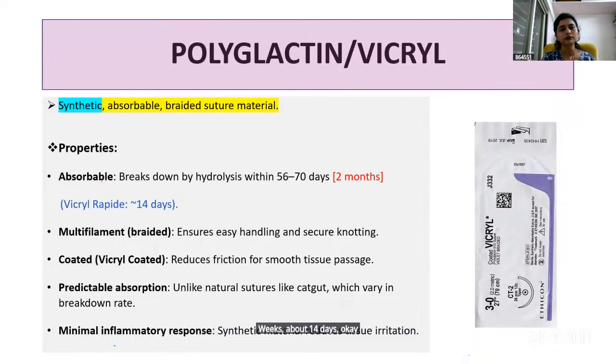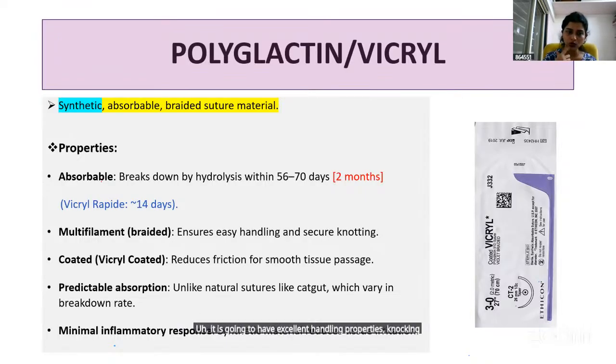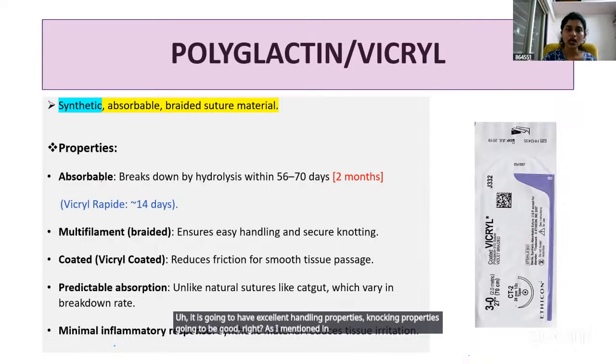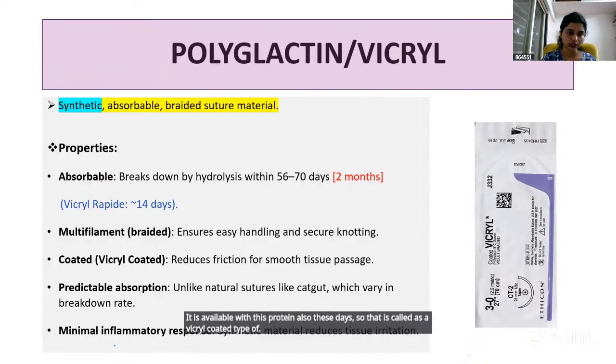Okay. Now since it is a multifilament suture, it is going to have excellent handling properties, and knotting properties are going to be good, right? As I mentioned in the earlier slides. Most of the time it is also available with a coating, because it is multifilament and the surface of the suture is supposed to be a little rough. It is available with this coating also these days. So that is called Vicryl coated type of sutures.